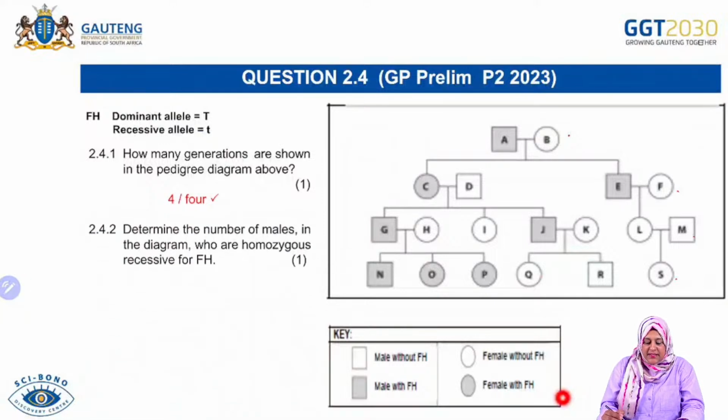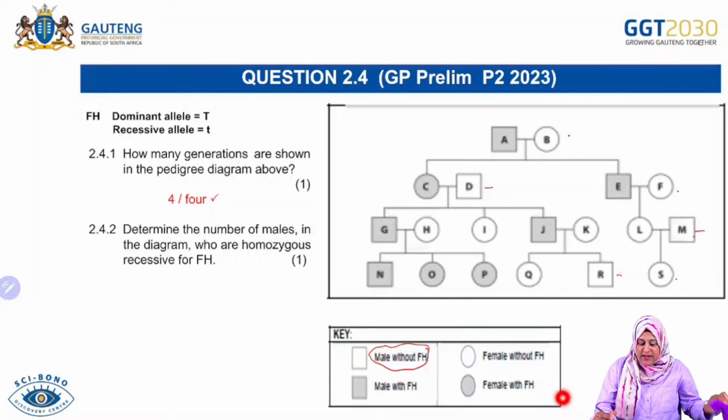Determine the number of males in the diagram who are homozygous recessive. If you had already looked at the key and written down the homozygous individuals, you'll have your answer already. So let's see. Homozygous recessive will be the male without the condition, and we are looking for males, therefore we'll be looking for squares that are unshaded. So there we have 1 there, that's D. We have M, and we have R here. So we should have 3.